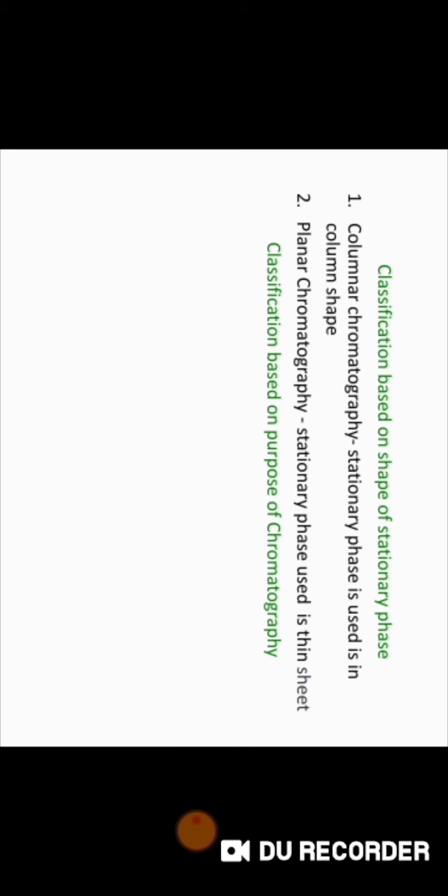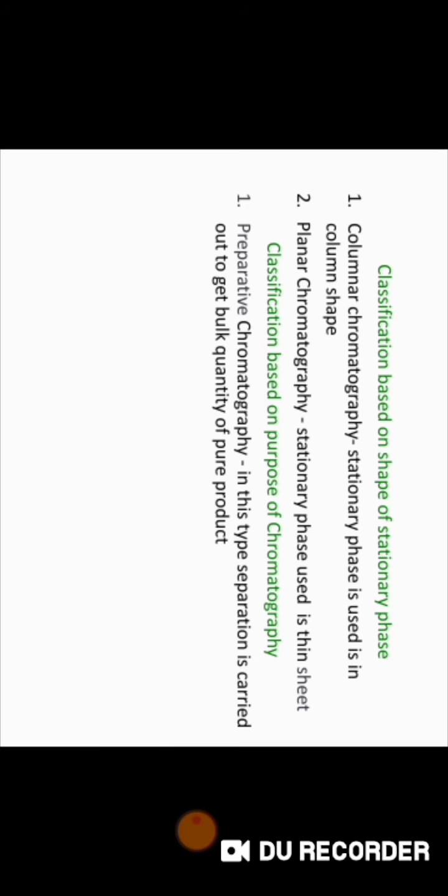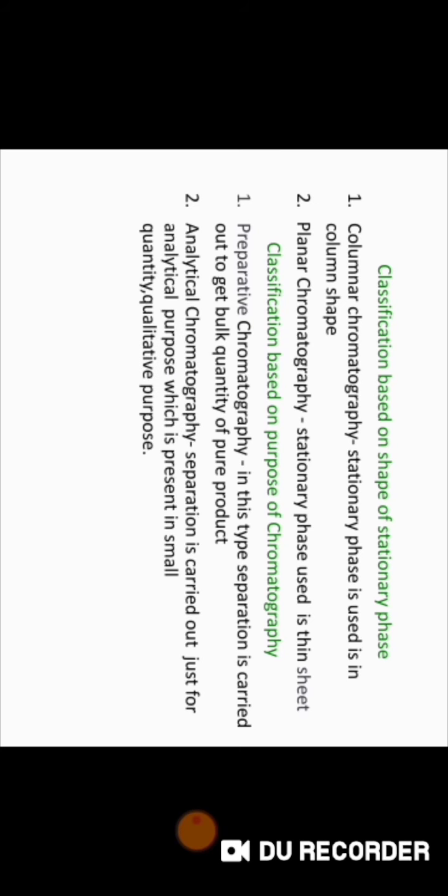Now, classification based on the purpose of chromatography. For what purpose we are carrying out this chromatography is also one of the points of classification. First we have preparative chromatography. In this type, separation is carried out to get a bulk quantity of product. That means we are going to carry out separation of a bulk quantity of sample, which will give us the separated product also in bulk form.